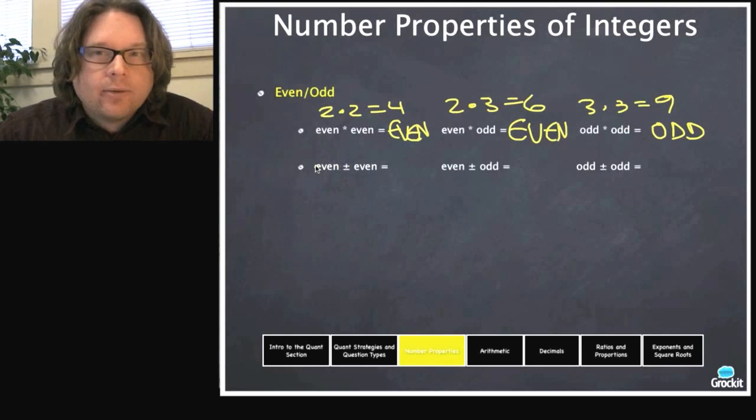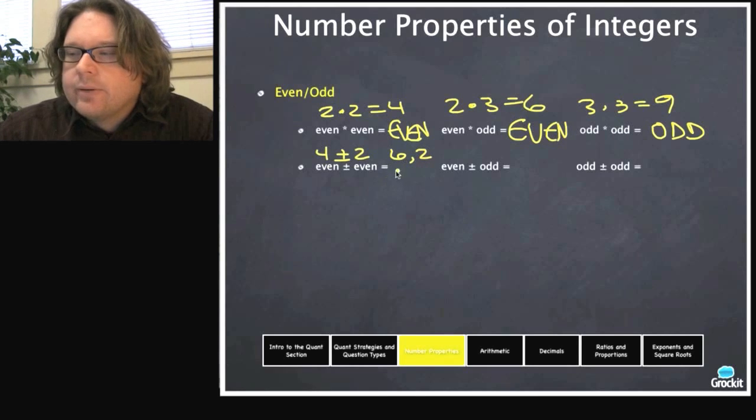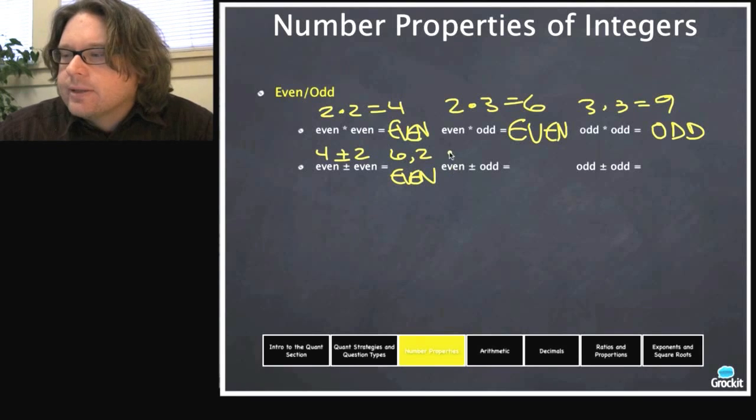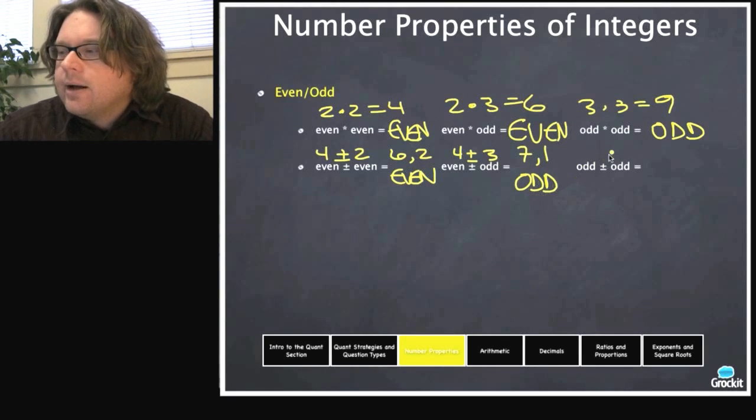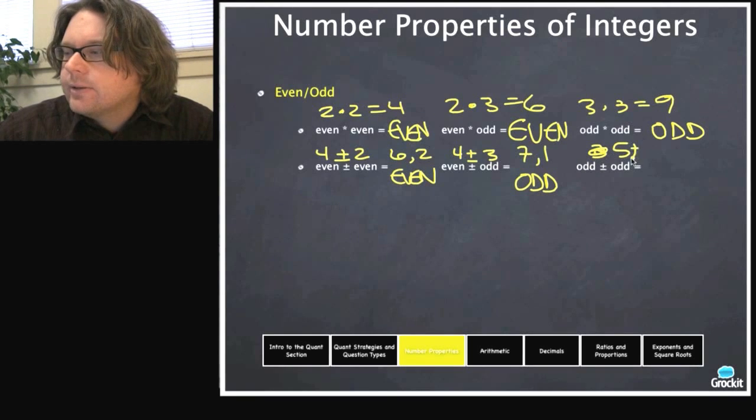When you do even plus or minus even, so let's say 4 plus or minus 2, 4 plus 2 is 6, 4 minus 2 is 2, so even plus or minus even stays even. Even plus or minus odd, so let's do 4 plus or minus 3. So it's either 7 or 1, both odd. So this one is odd. Odd plus or minus odd. Again, let's do 5 plus or minus 3. We get 8 or 2. So odd plus or minus odd is even.